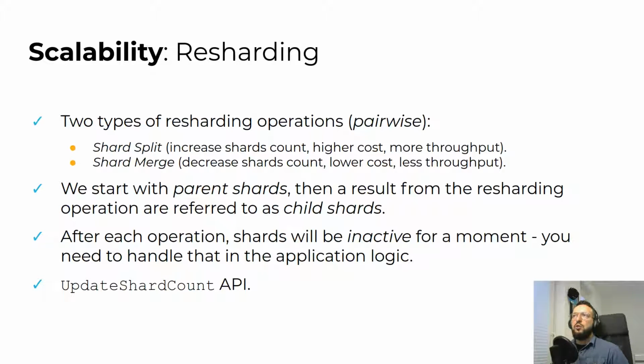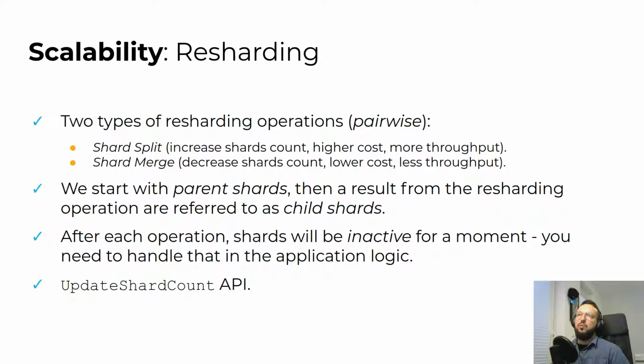And those operations, splits and merges, can be done pairwise and can be done manually, but you can also have an additional API called update shard count, where you just set the expected number of shards, and the whole process of splitting and merging will be handled by Kinesis itself. The one thing that you need to remember about update shard count is that it may produce more shards than you expected.